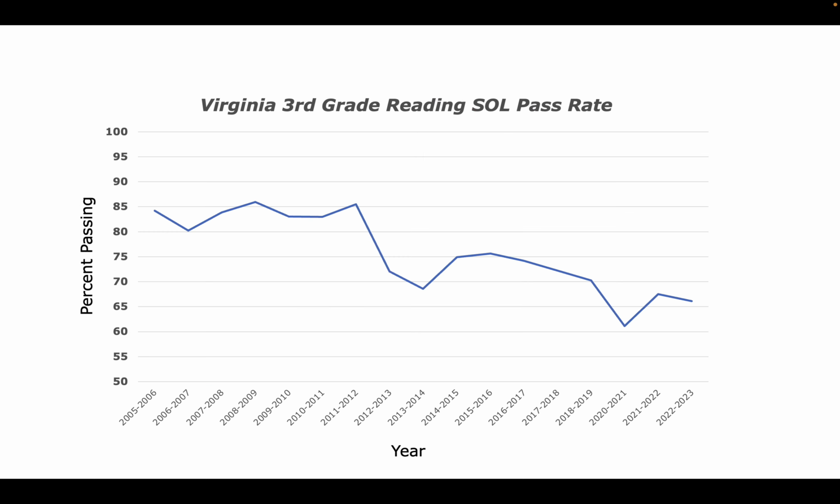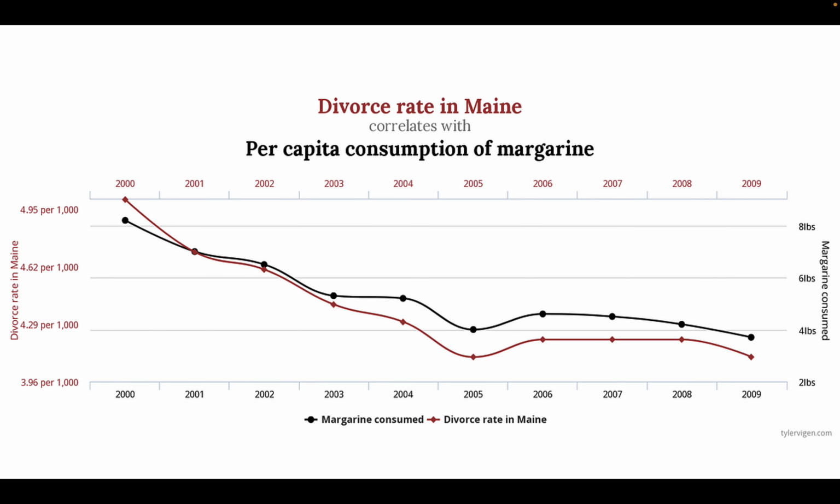And actually, if you look at the reading SOL pass rates between 2005 and 2009, it's fairly steady. So I would suggest that there's no correlation between the divorce rates in Maine, the per capita consumption of margarine, or the reading performance on SOL tests for third graders in the state of Virginia. And I could be pretty confident that relationship indicates that none of those variables are related to each other. But that was something that was part of Project 1 that you were asked to consider, and correlational research is discussed in part 2 of the class.